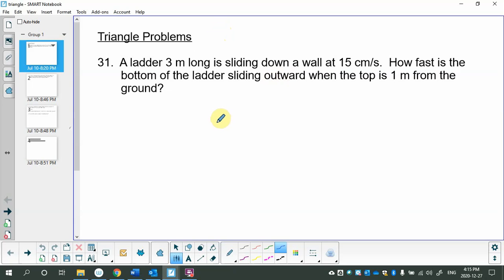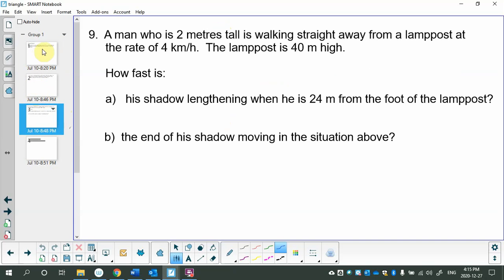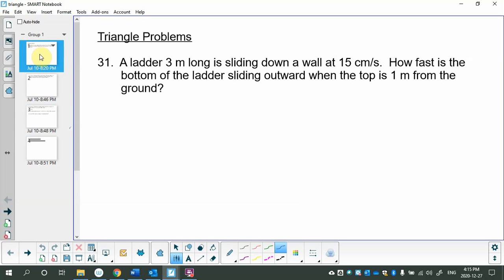All right, so there is no reason to start with 31 and then move to 10 and then move to 9, except because I feel like it. So, here's the deal. You have to read the question and you have to make some assumptions, correct assumptions, not out of the blue assumptions for this kind of stuff.